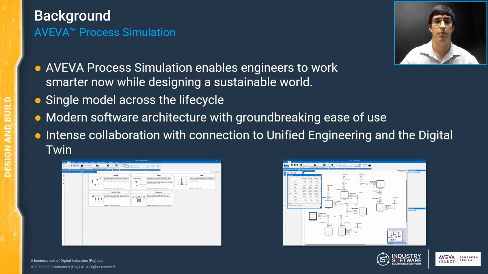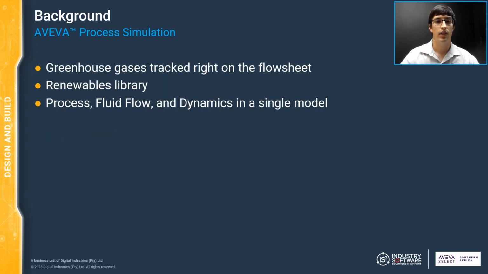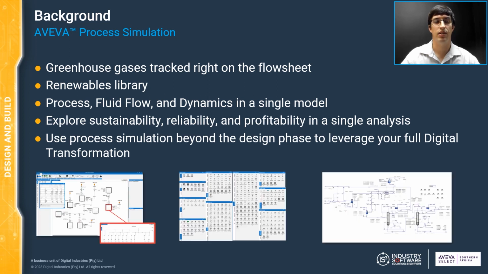The value added by AVEVA Process Simulation can be increased substantially by using it in conjunction with AVEVA Unified Engineering, as well as other AVEVA software to develop a digital twin. Nowadays, there is also a need to report and reduce greenhouse gas emissions. AVEVA Process Simulation has extensive libraries for various industries, including renewables. It makes it easier to assess the sustainability, reliability, and profitability of the processes within a single model. This helps your digital transformation journey.